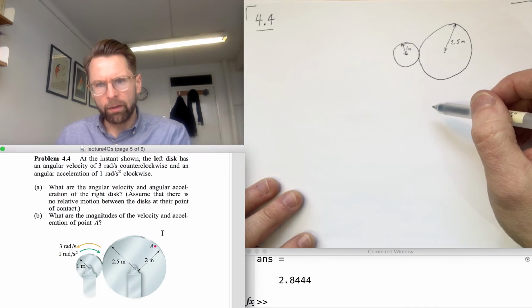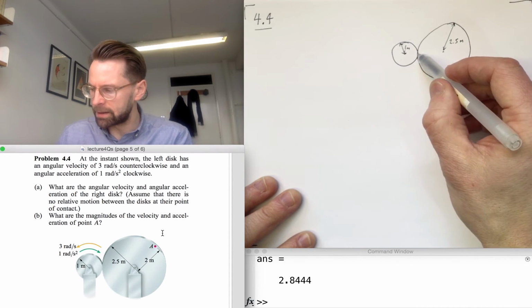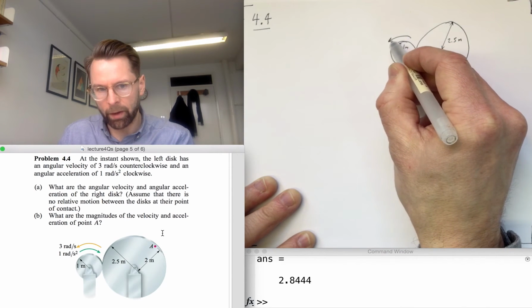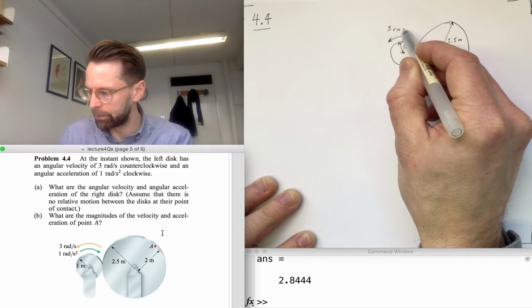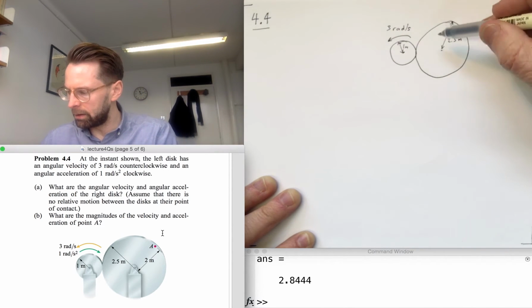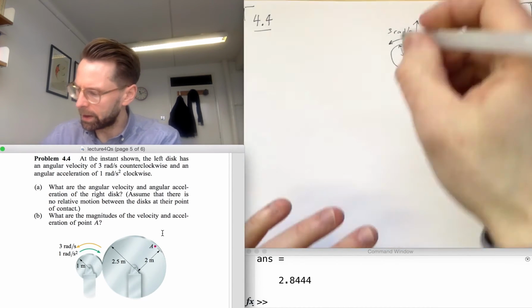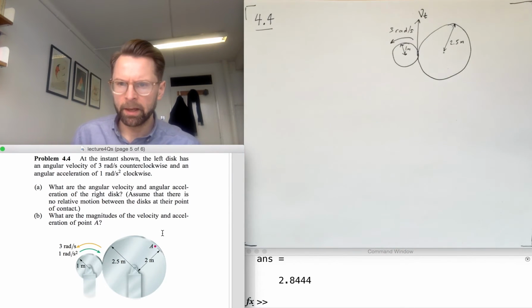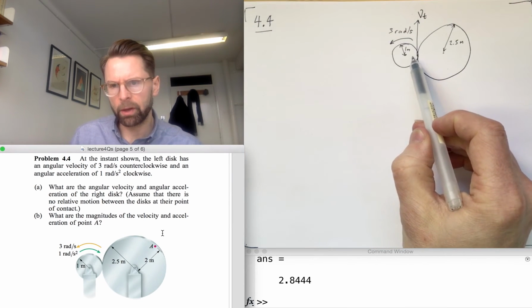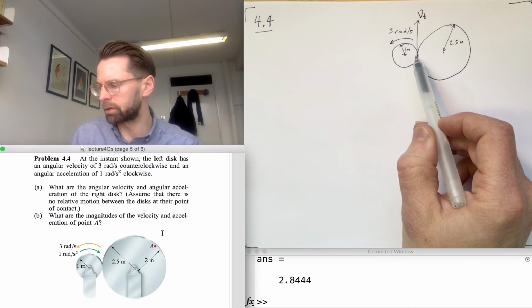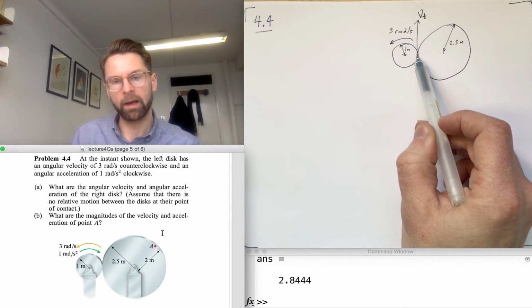And the important thing to realise is, let's just draw the angular velocities first of all. So you've got an angular velocity of 3 radians per second. So that means that there is a tangential velocity in this direction. So that's Vt. And because there's no slip, it's got to be common to both of these discs. So the tangential velocity at this point of the left-hand disc has got to be equal to the tangential velocity at this point of the right-hand disc.